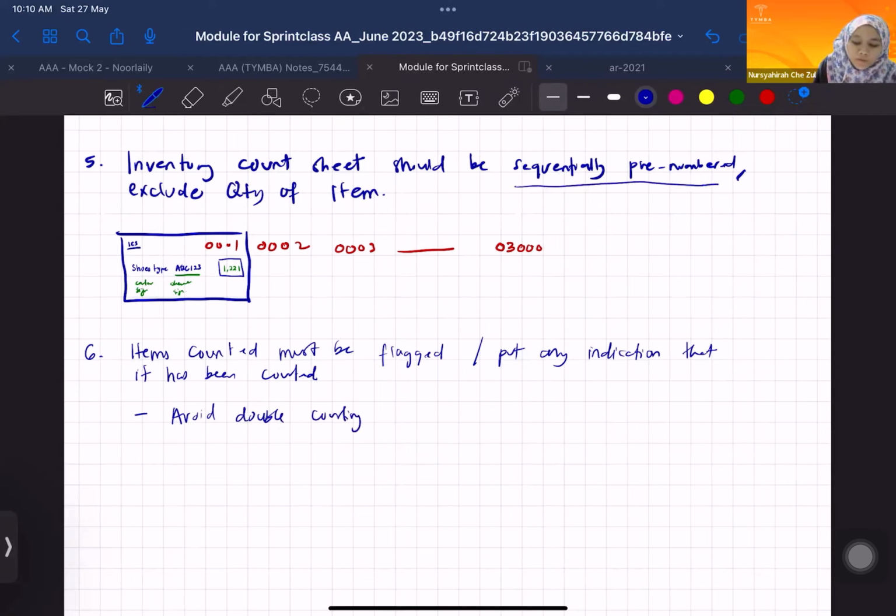Why should documents be sequentially pre-numbered? Because we want to make it easier to detect a missing inventory count sheet. If the inventory count sheets do not have sequential pre-numbers, we wouldn't know if some of them went missing.